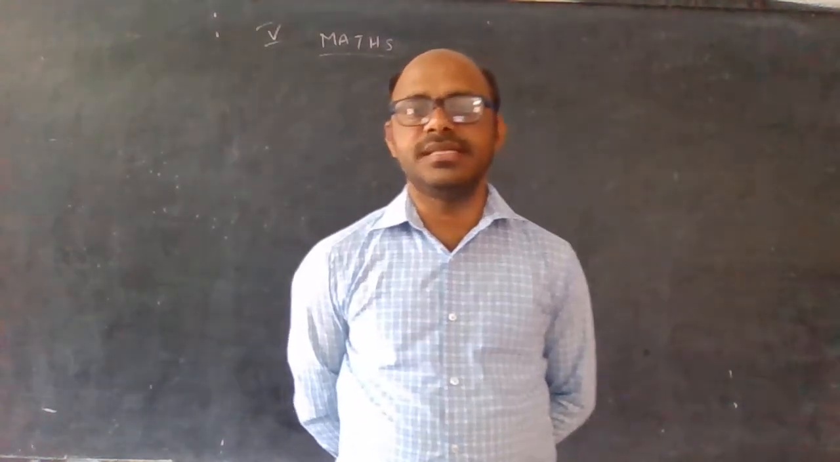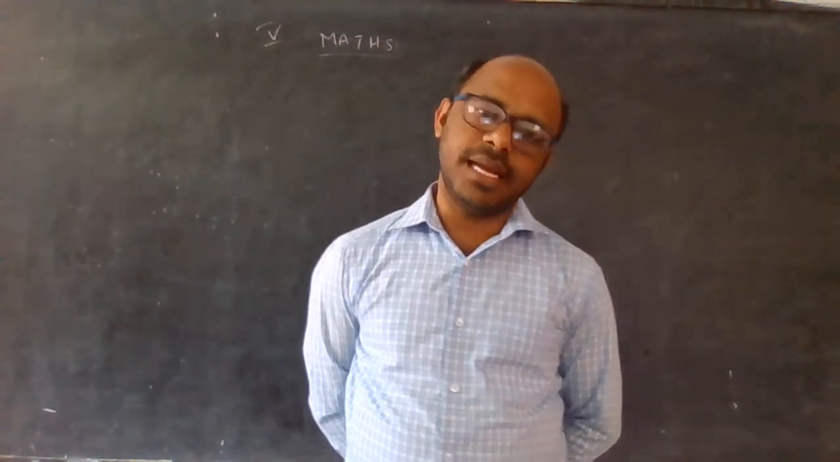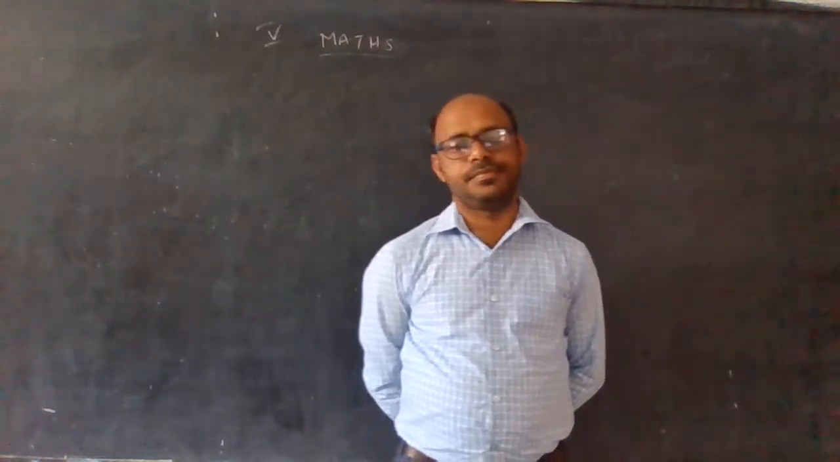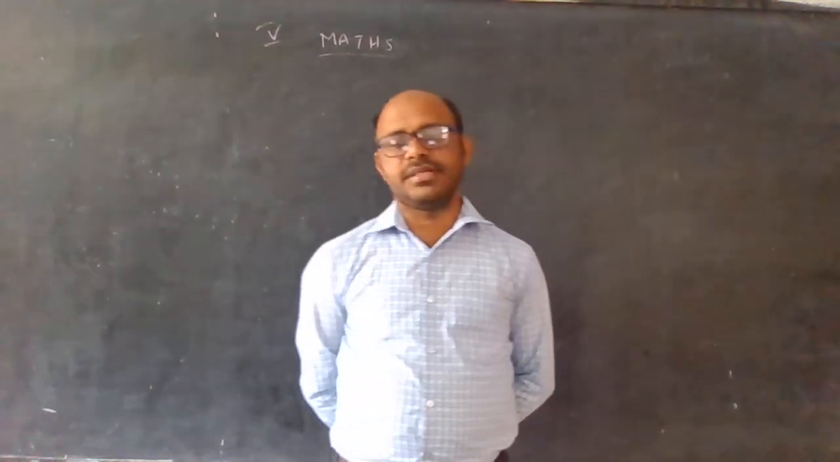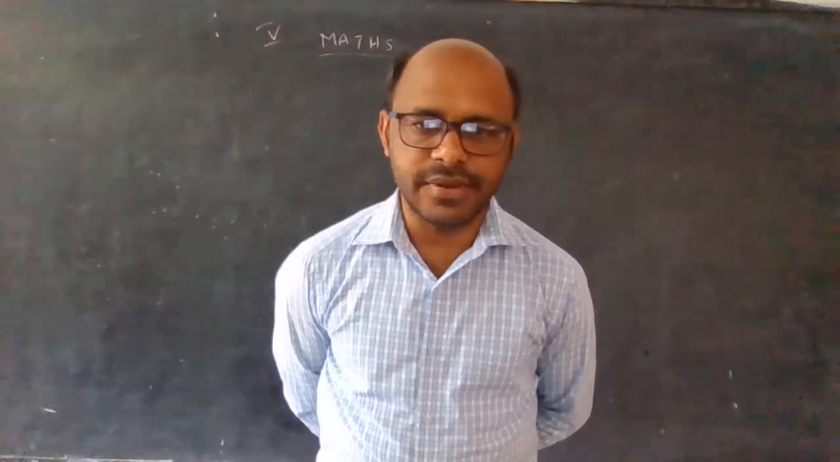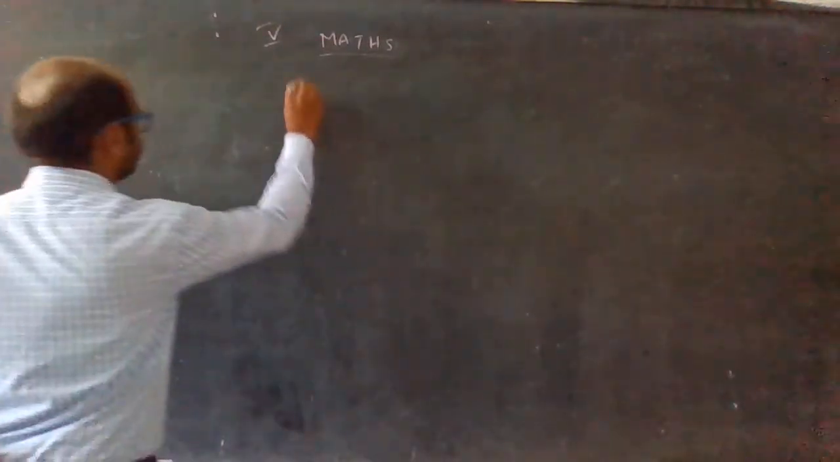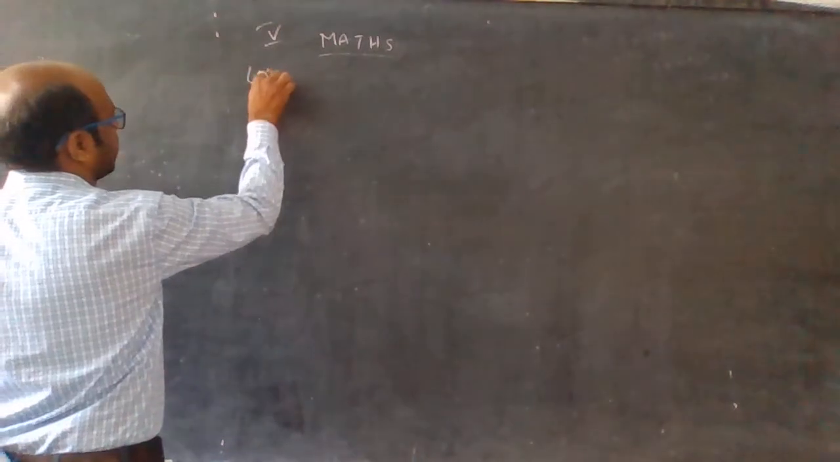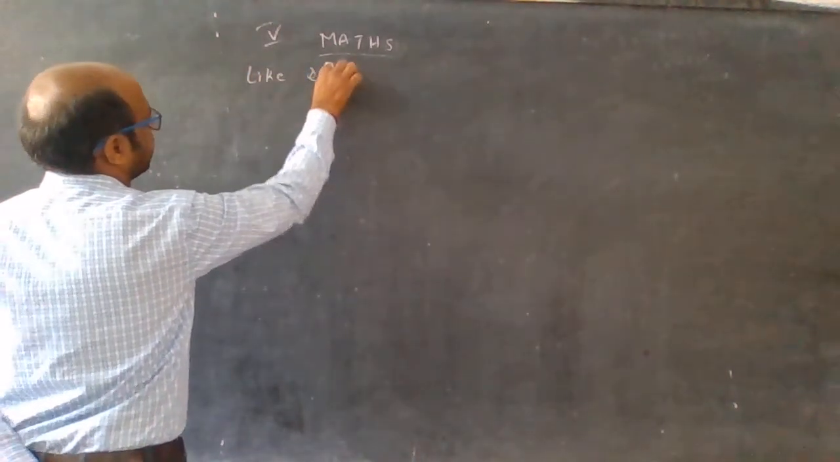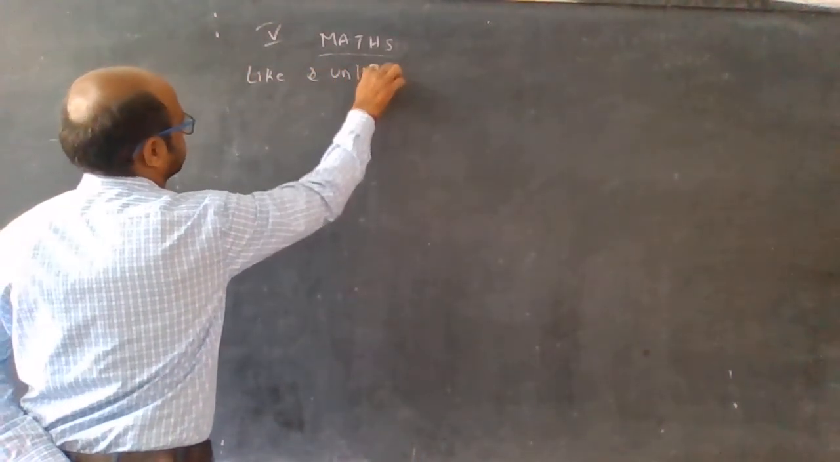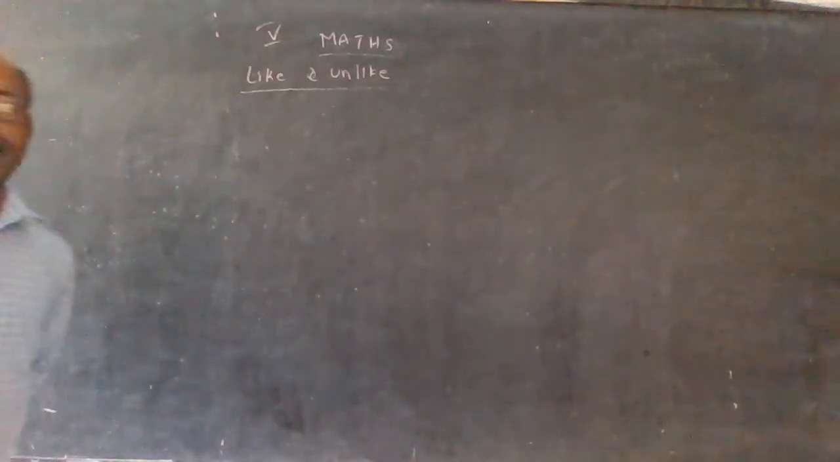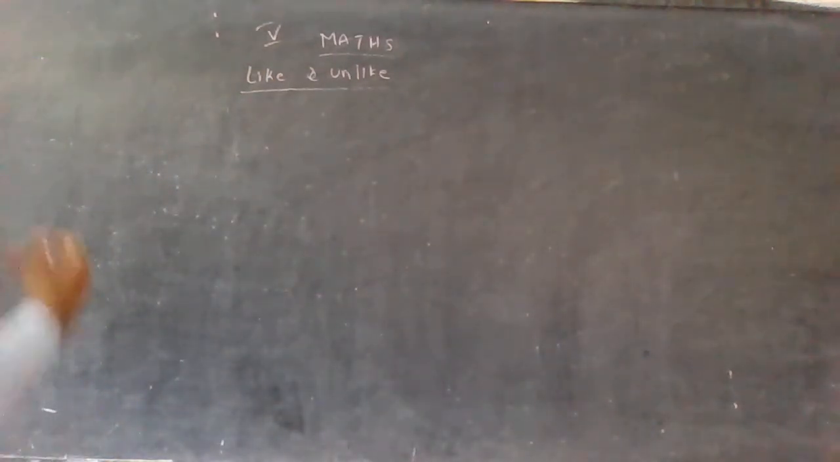Unlike fractions means different numerators and different denominators. These are unlike fractions. Now in a group of fractions, we will separate the like and unlike fractions, okay?